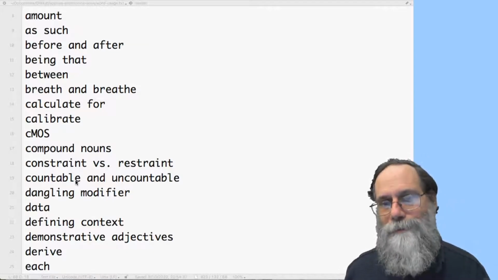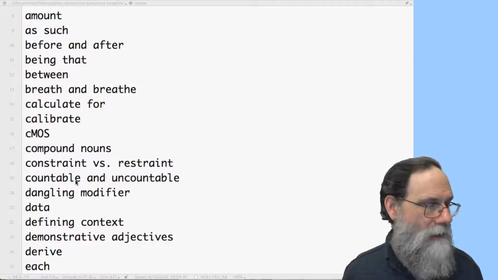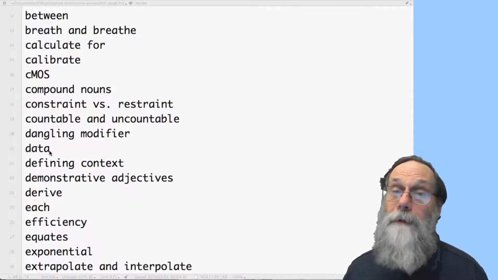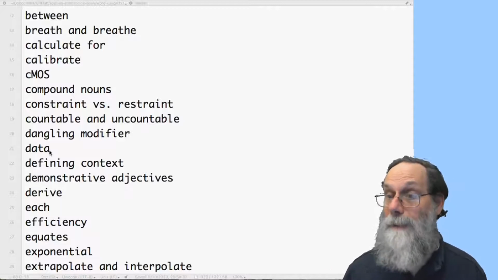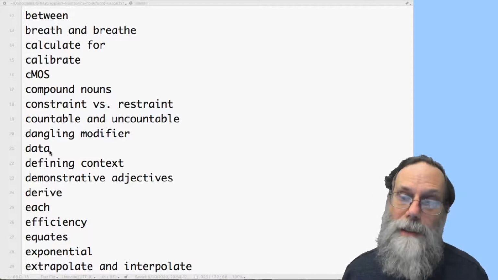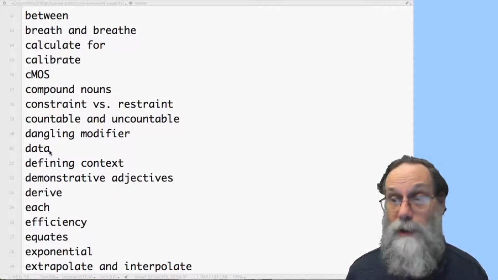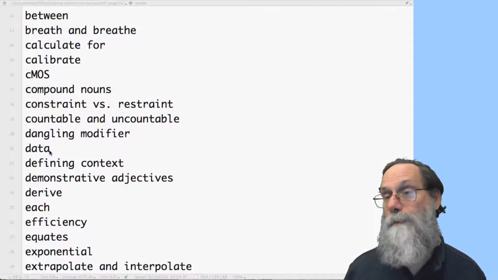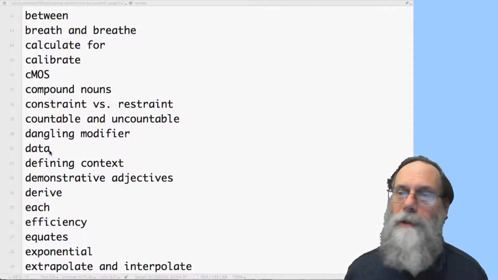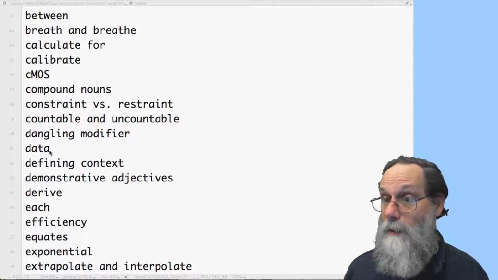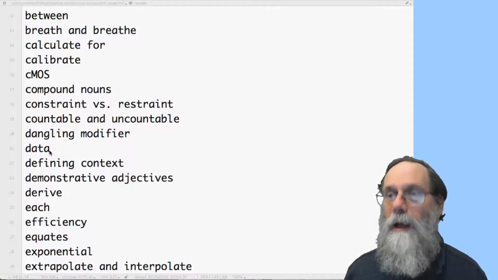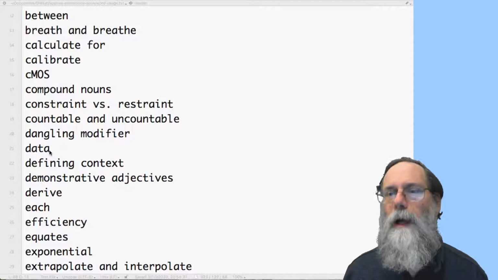Okay. Let's skip down a few more. Example of countable. Data. Is data countable or uncountable? Uncountable nouns in English are singular. Countable nouns, singular or plural. So, can I talk about the data is this, or do I have to say the data are this? Answer is, both are correct.